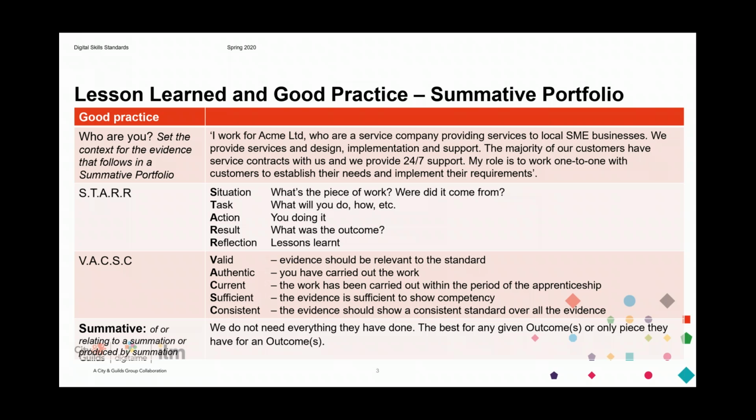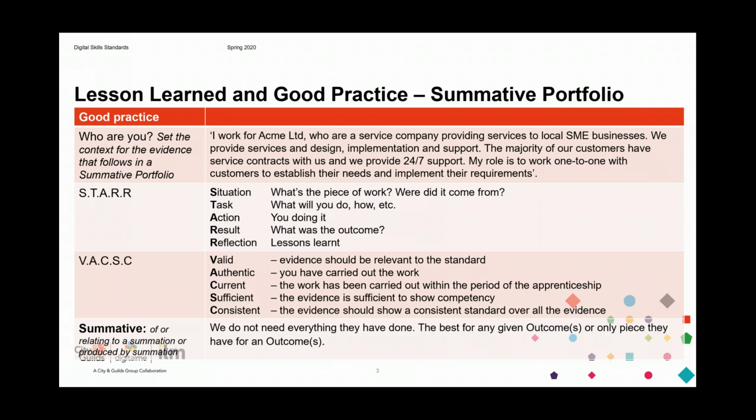Authentic, I'm sure you understand, it has to be work they've carried out. We don't mind if it's work inside a team and they set the context up as part of the teamwork they were given, but they need to talk about what they did.